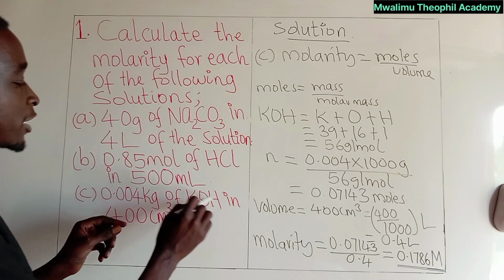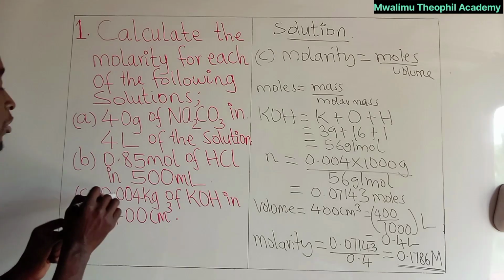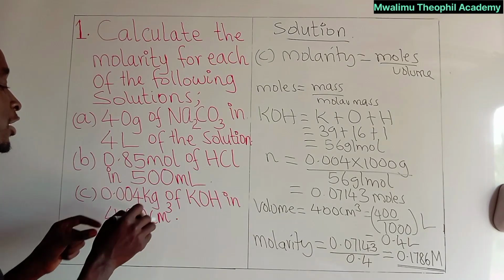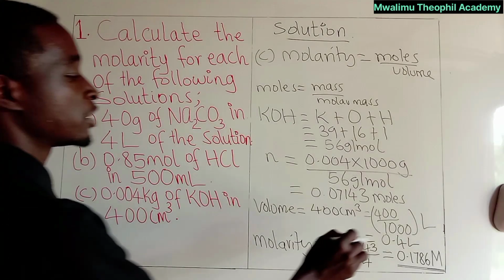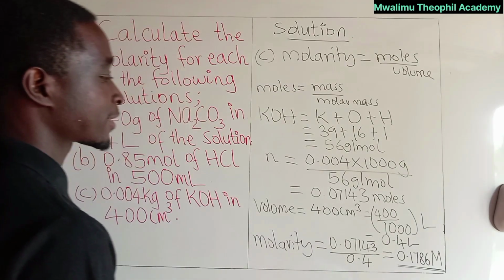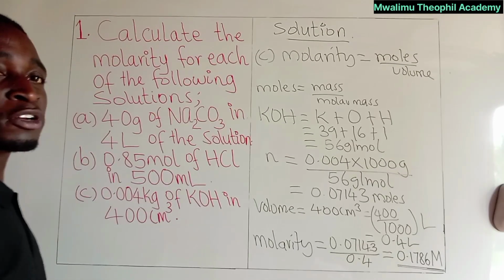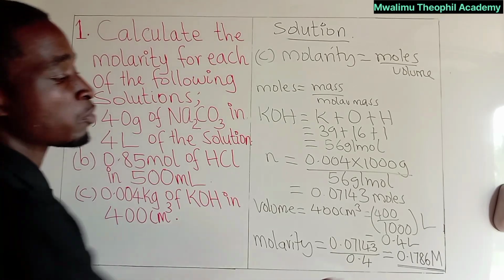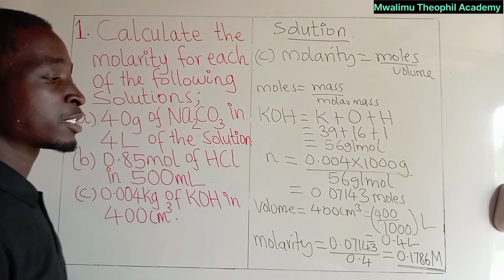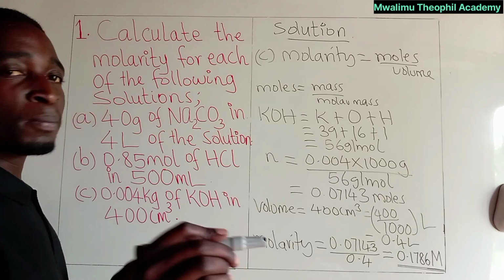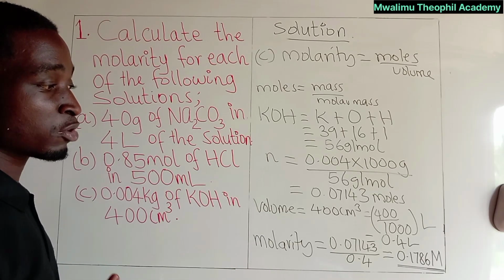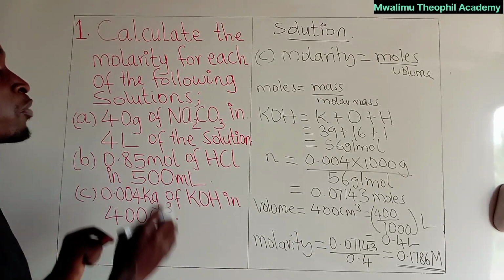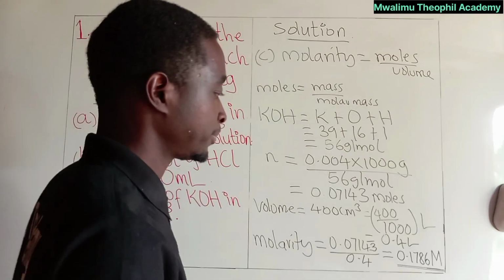So the molarity of potassium hydroxide made when 0.004 kilogram of it is dissolved to make 400 centimeter cubed of the solution is 0.1786 mole per liter. As I have told you, we write capital letter M to represent molarity. So the one who uses capital letter M is the same as the one who writes mole per liter or mole per decimeter cubed. This is the solution for the first example. After that, we are going to see a second example.